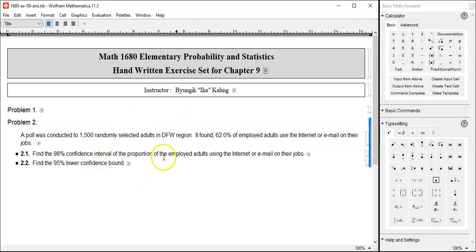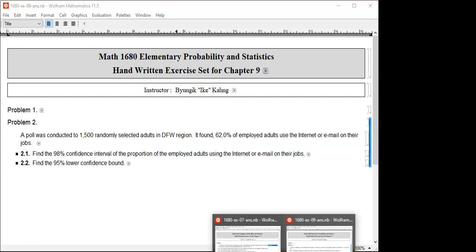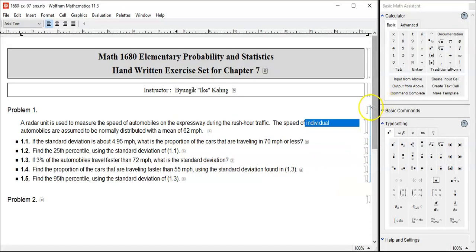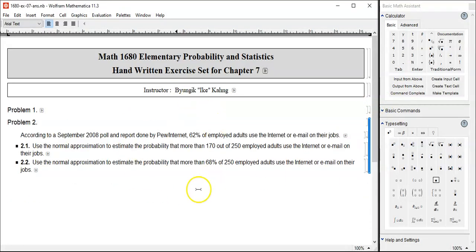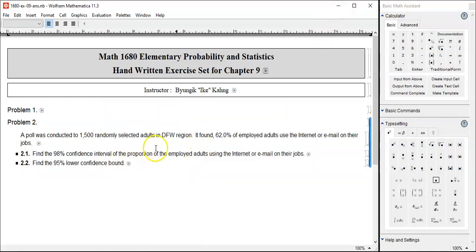And this problem corresponds to this problem here. And this is by Pew Internet Search, and this is from the real poll result. And this is a setting I made up. However, this one down here is far more realistic, because how do you actually end up with 62.0% to begin with? And it's coming from actually an extensive poll like this.